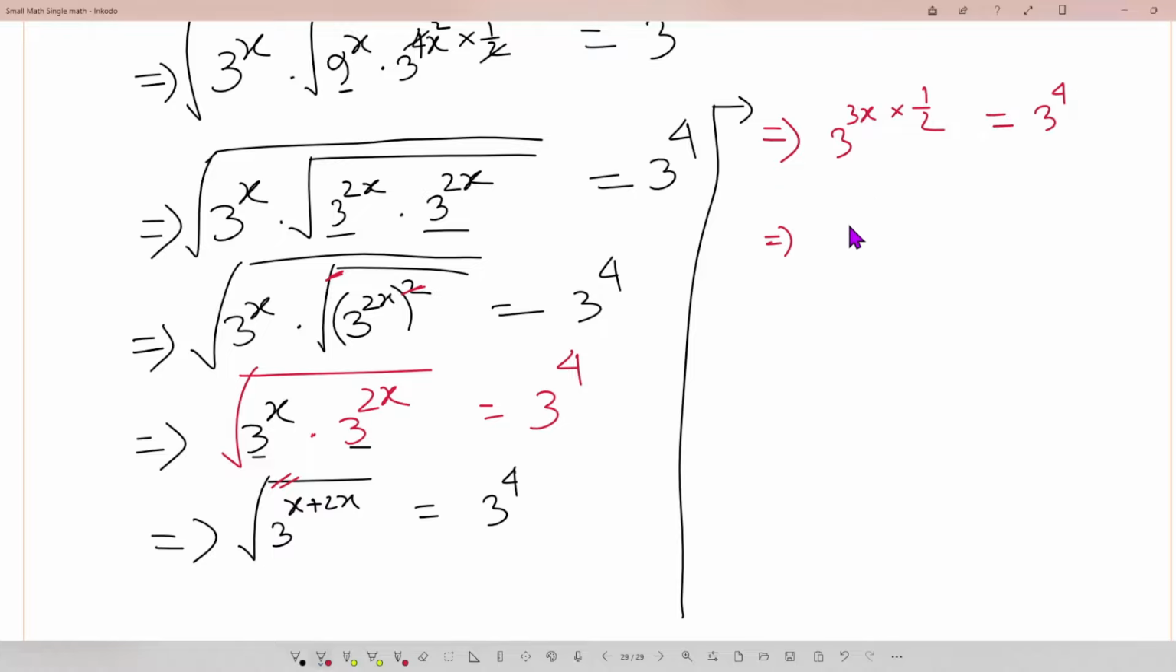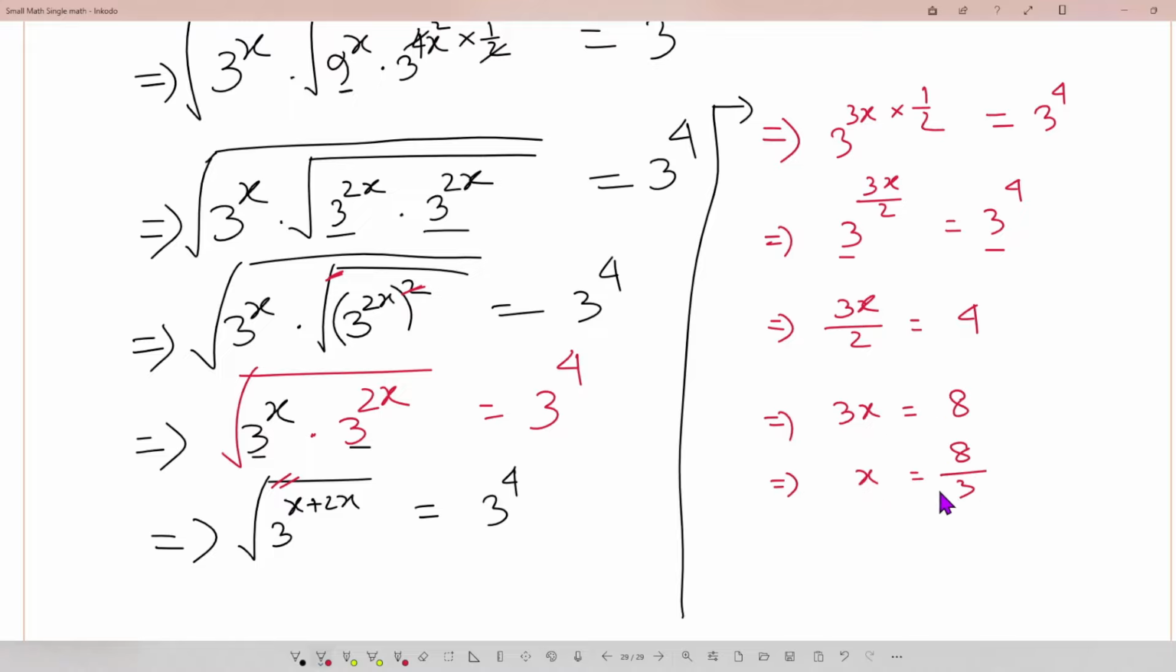Then 3 to the power 3x by 2 equals 3 to the power 4. Look, both bases are the same, so we can write that the powers will be equal. It means 3x by 2 equals 4. Now 3x equals 2 times 4, we can cross multiply, here is 8. Now x equals 8 by 3, it means we are dividing both sides by 3.